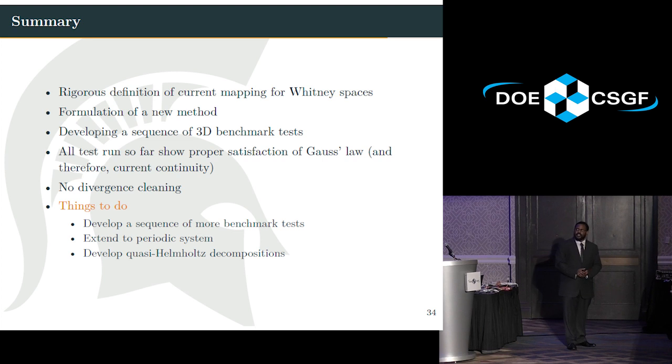and use it for practical applications. And in future work, we're going to create periodic systems, develop more interesting test cases, and then also do some of that filtering I talked about to improve the noise characteristics of the simulation.